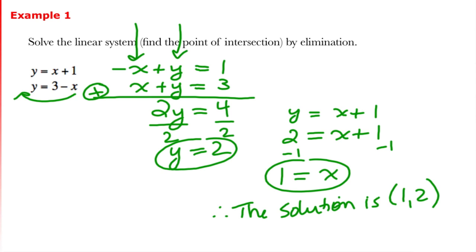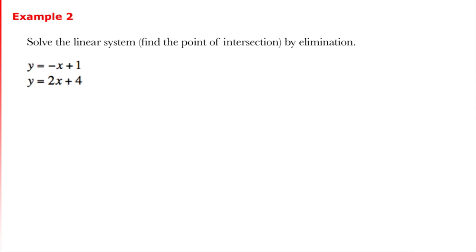Example 2. Example 2 is set up pretty nicely for you already. It doesn't have to be in a certain order necessarily, but we could just begin here by drawing our line underneath. We're going to add or subtract vertically, and what I notice is I have a y and a y, and that's good. The x terms, I have a negative 1x and a 2x, so I know that they will not cancel out. But if I subtract, the y's will cancel out. Y minus y is 0.